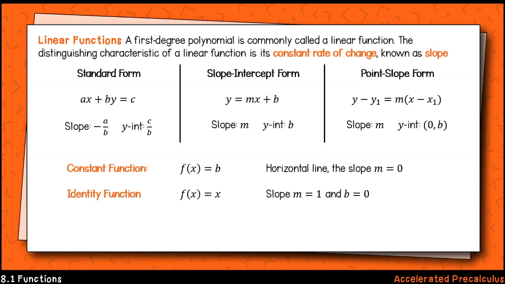In point-slope form, the y and the x remain in their variable form, but an ordered pair takes the place of x sub 1 and y sub 1 in the equation along with the slope. There are two special cases of linear functions. The first would take the form of y equals some constant. This is called the constant function, and the slope in this case is 0. You may also see y equals x referred to as the identity function. In this case, the slope is 1 and the y-intercept is 0. This is also the parent linear function.